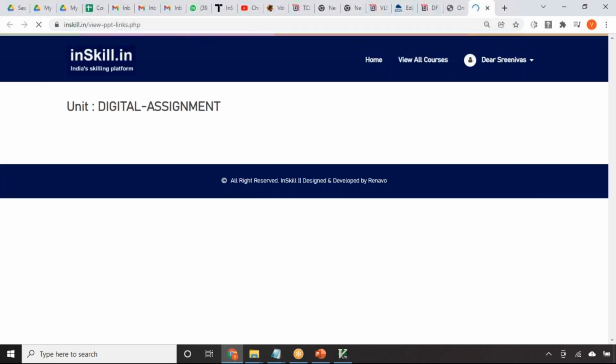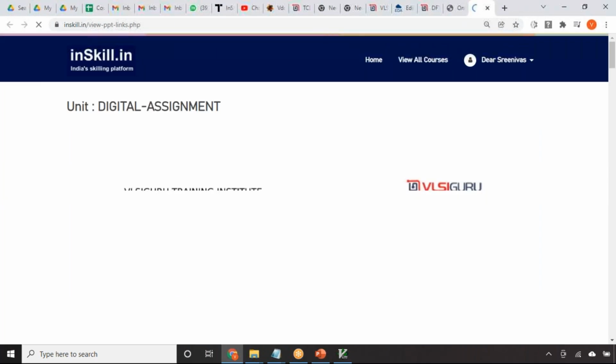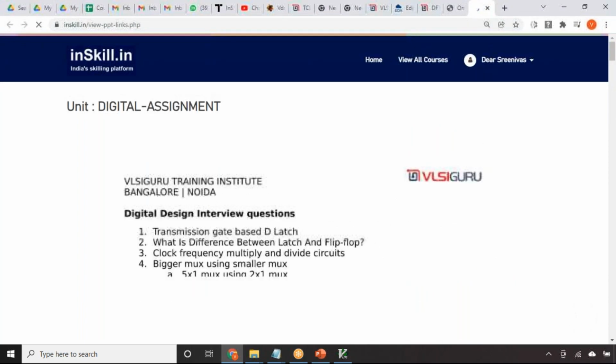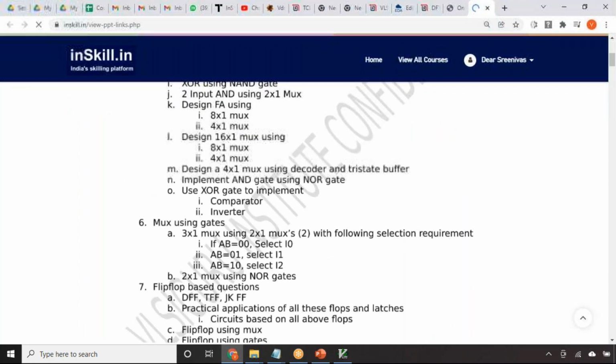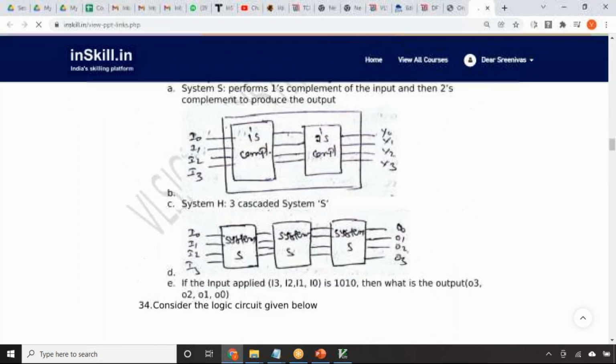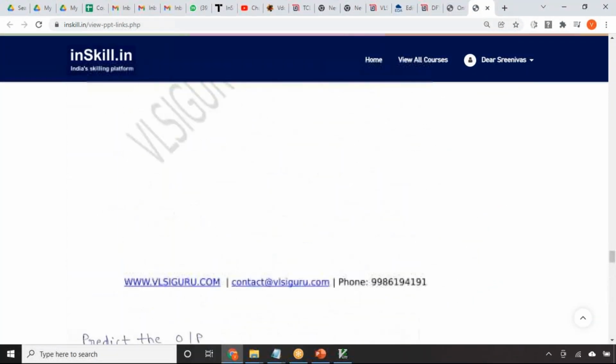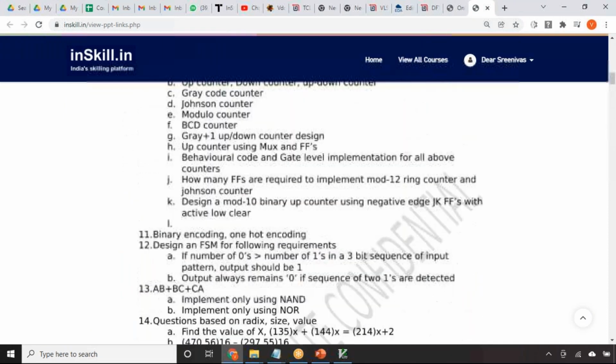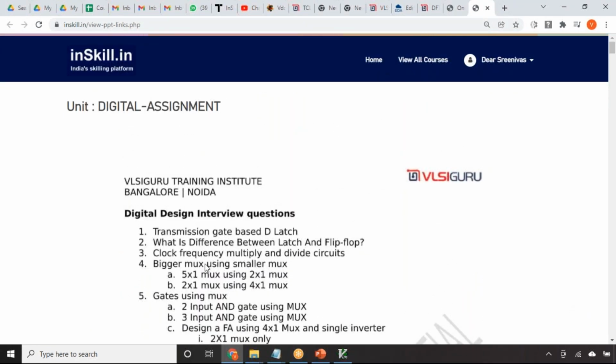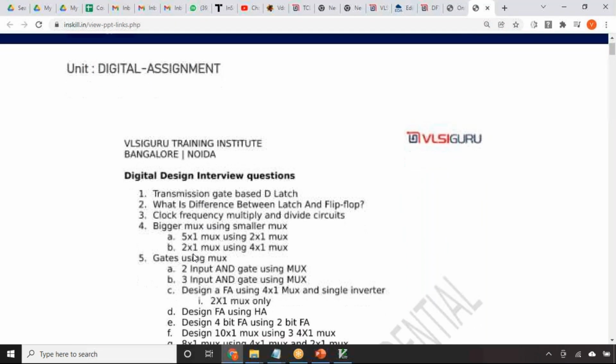Here you see the detailed assignments, which cover all the aspects of digital design. In fact, each and every question you see is what will be covered as part of the digital design training. In fact, this looks old. We need to get it updated. We have done the reorganization of this.